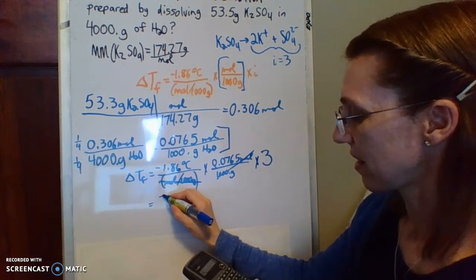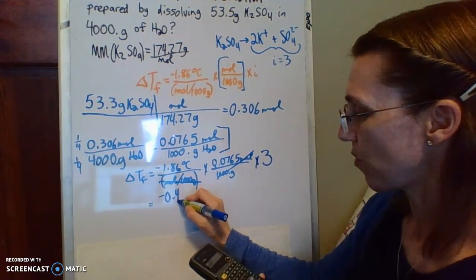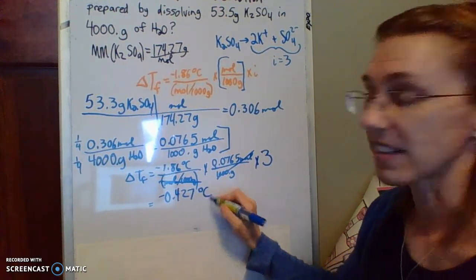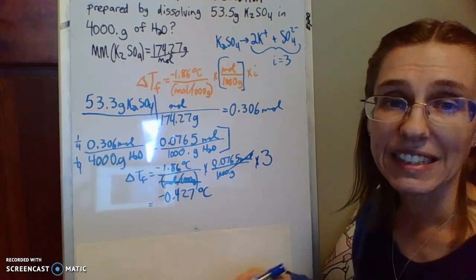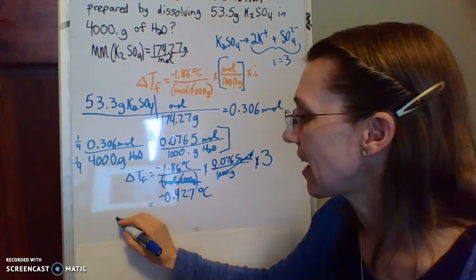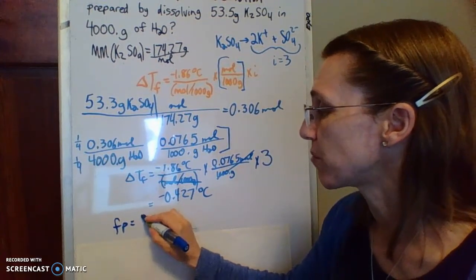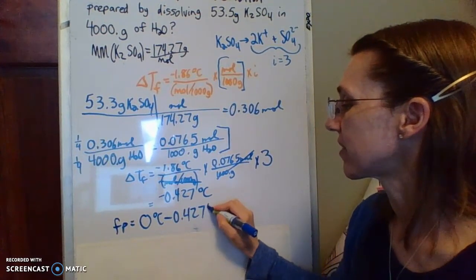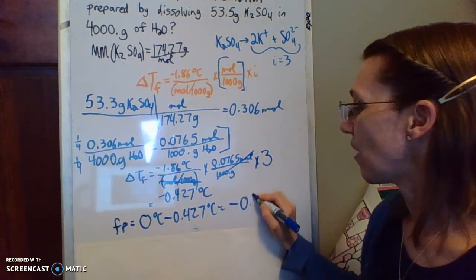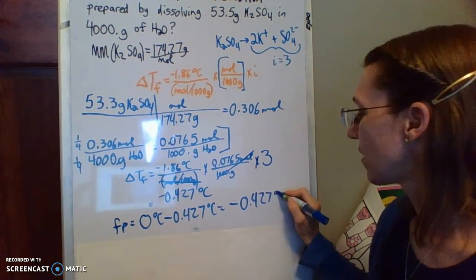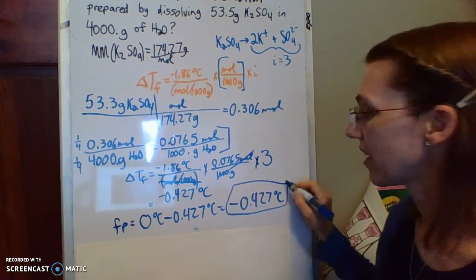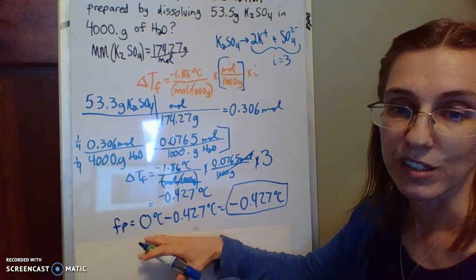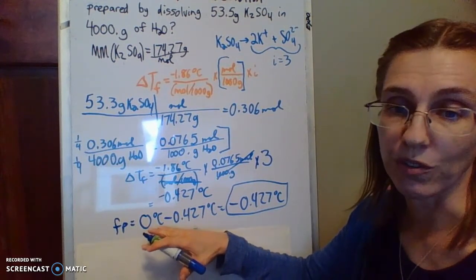And we get 0.427 degrees Celsius. Again, to get the final freezing point, we have to take our normal freezing point, which is 0 degrees Celsius, subtract out our change in temperature, and we're going to get our final freezing point. Don't forget this last step. It tells me you know that you're going to have to subtract it from the normal freezing point.